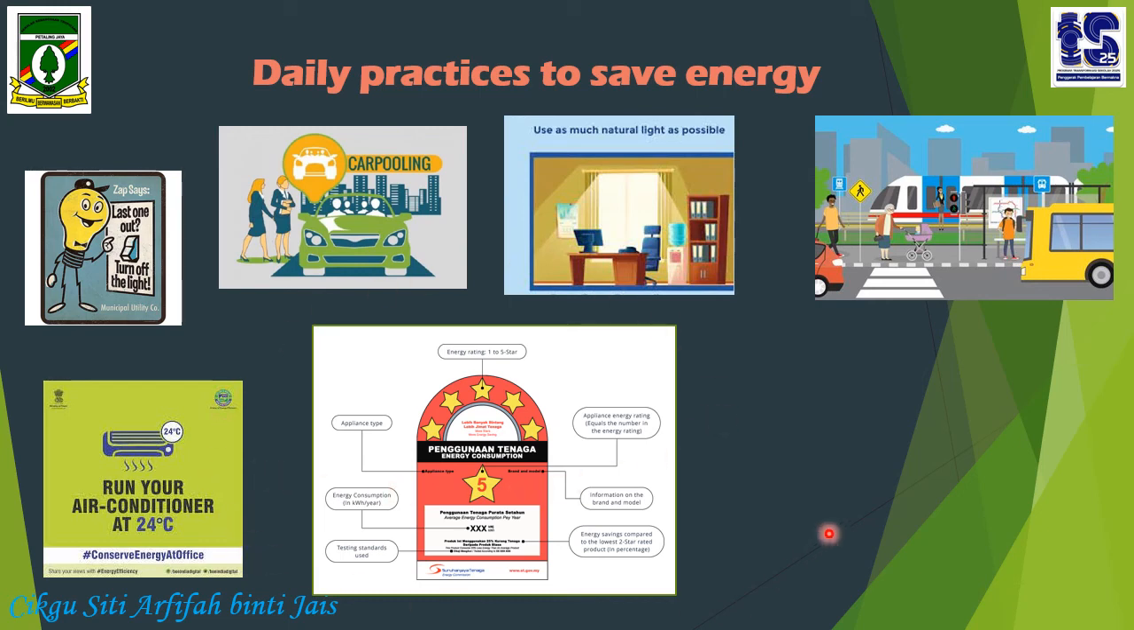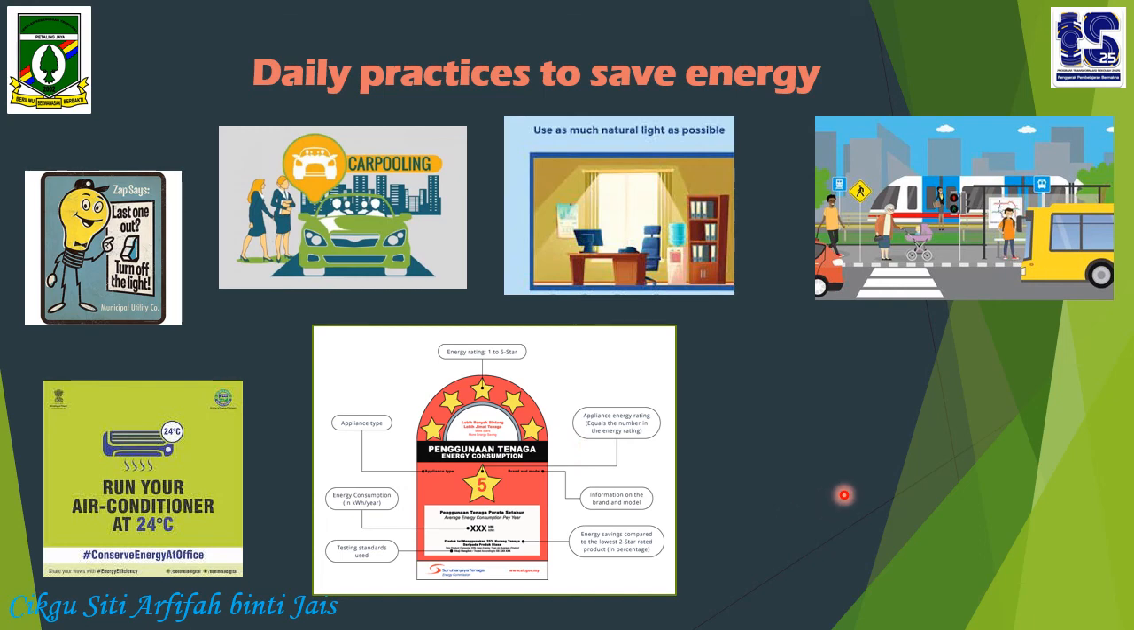This is another simple thing that we can apply. When we want to purchase electrical appliances, please check that the appliance is a product that uses energy efficiently. For example, if you want to buy an electric kettle, please check the product has this label. This label is endorsed by the TNB. You can read the explanation further. These 5 stars mean the energy efficiency rating.